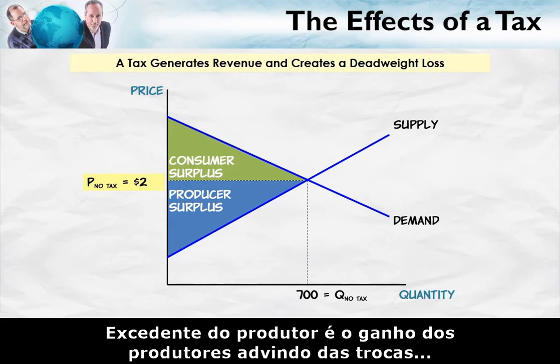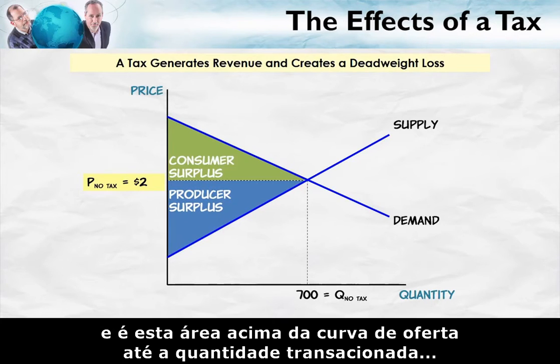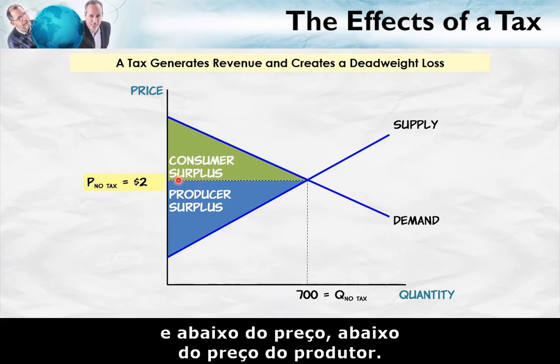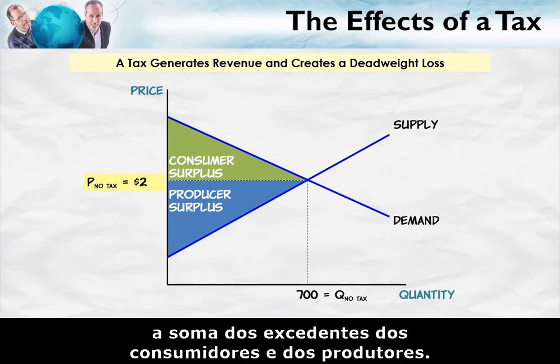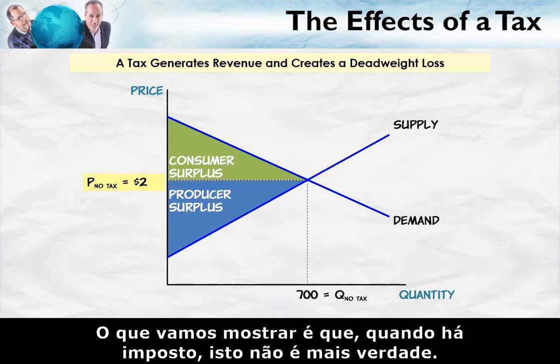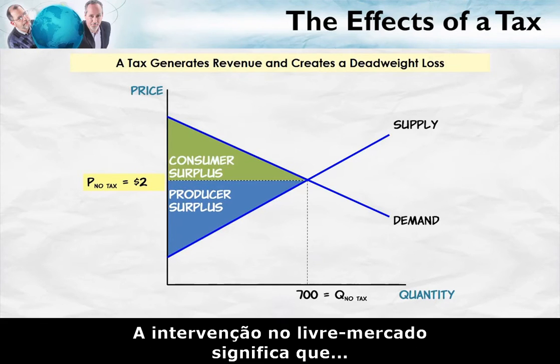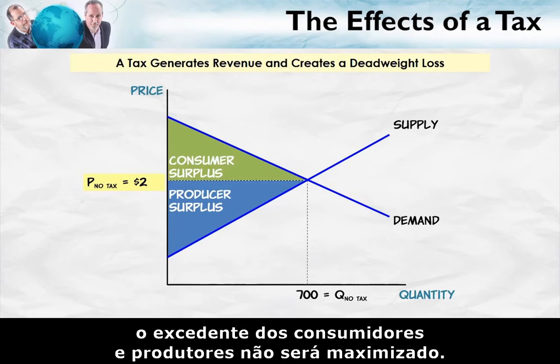Producer surplus is the producer's gain from exchange, and it's the area above the supply curve up to the quantity exchanged and below the price, below the producer's price. Now, you may also recall that a free market maximizes consumer plus producer surplus. What we're going to show is that when we have a tax, this is no longer true. The intervention into the free market means that consumer and producer surplus are not maximized.